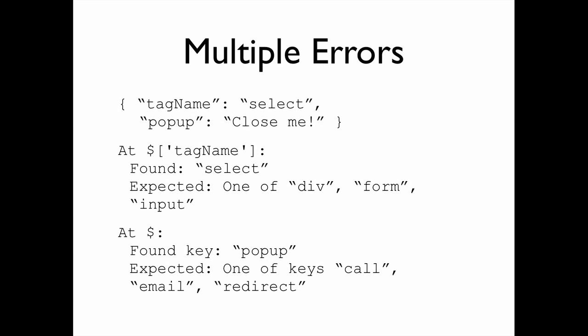In this case, it's just listing both errors. At the path tag name, it found select, it expected div, form, or input, and then at the root, it found a key it didn't expect.